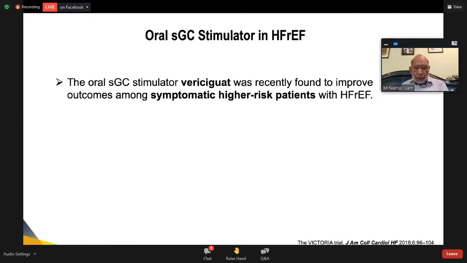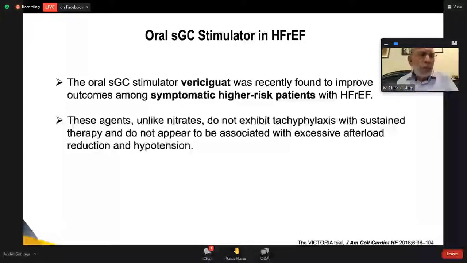The oral stimulator was recently found to improve outcomes in high-risk patients with heart failure. And these agents, unlike nitrates, do not exhibit tachyphylaxis. That is an important point. They also do not give rise to tachycardia.